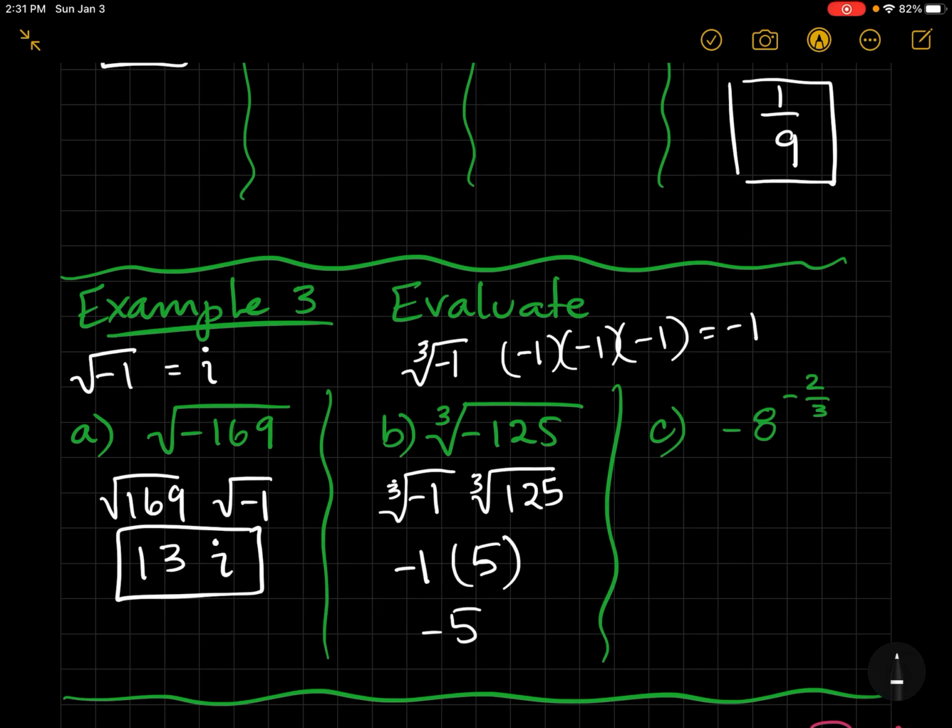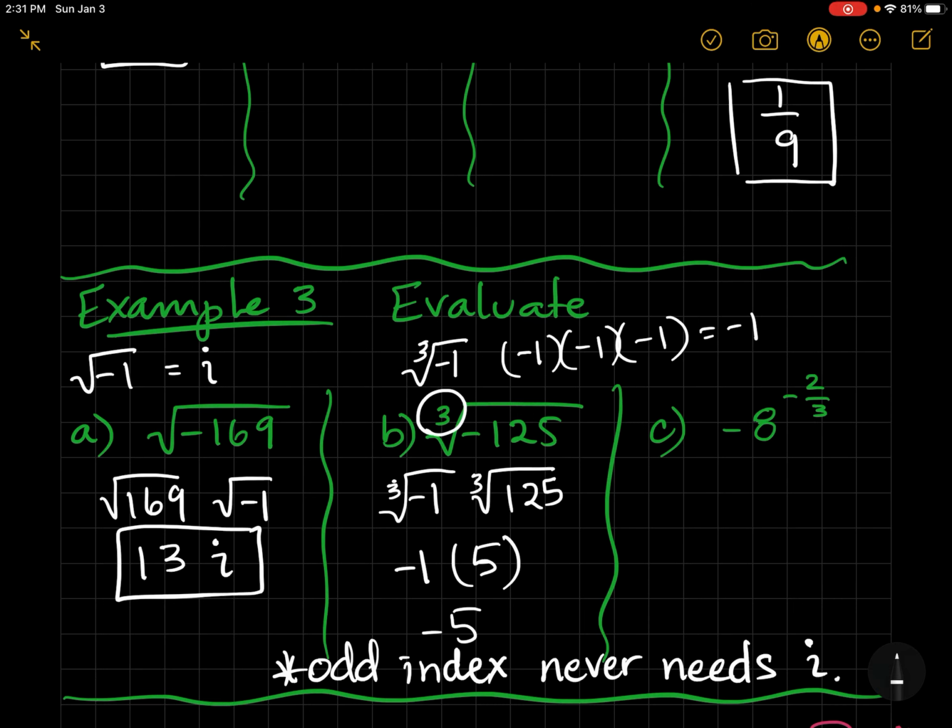And the thing I need you to always remember is that when you have odd index, and you might want to write this down, odd index never needs i. Never needs the imaginary number. Make sure you remember that. If it's an odd index, so that's if it's the cube root or fifth root or whatever. Okay, let's look at this one.